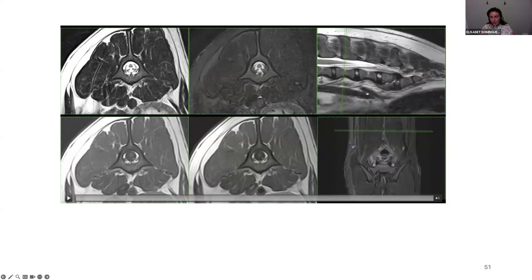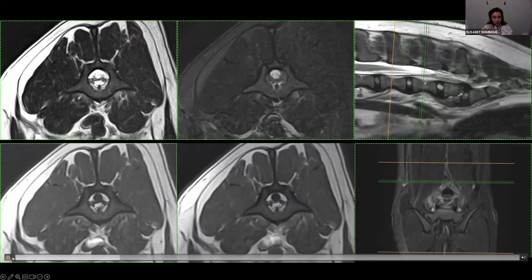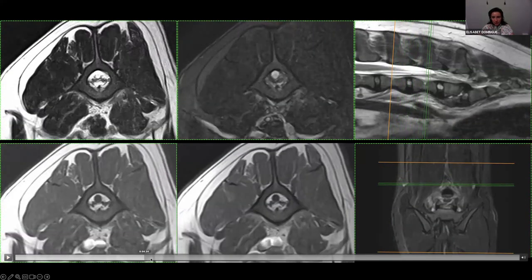On the sagittal plane, what we see is that there's a displaced fracture at L7, with a moderate to severe ventral displacement that involves the vertebral body, but also reaches the intervertebral disc space. There's a big step between the L7 and the sacrum, and we have some changes in the epidural space. We don't see very well the nerve roots of the cauda equina. So we're going to move from cranial to caudal in different sequences.